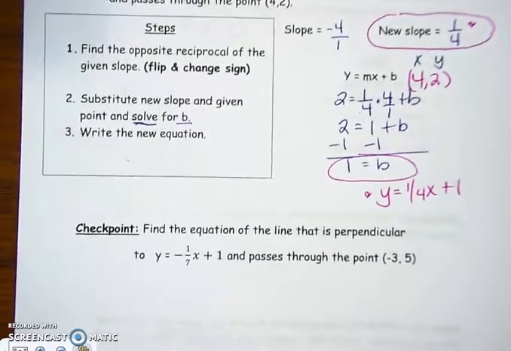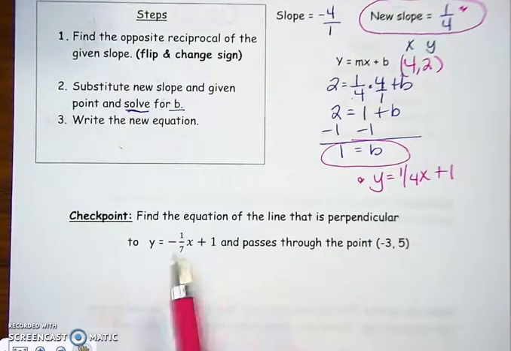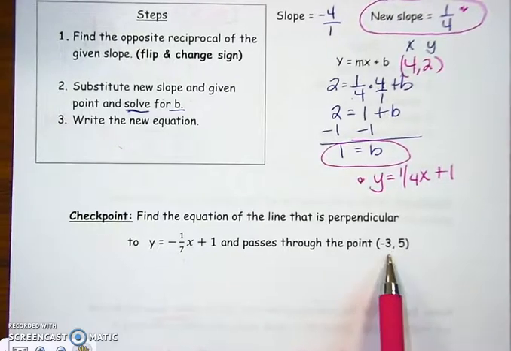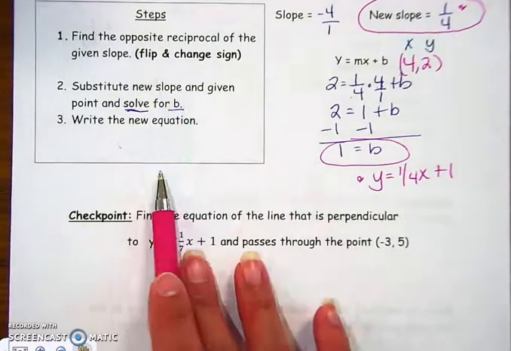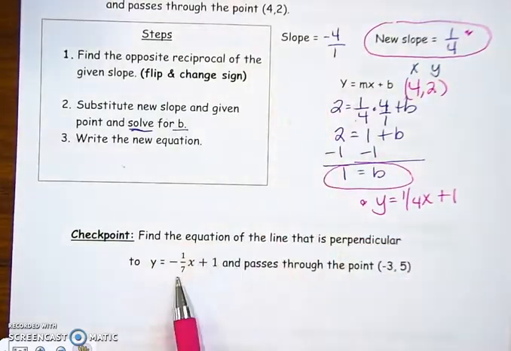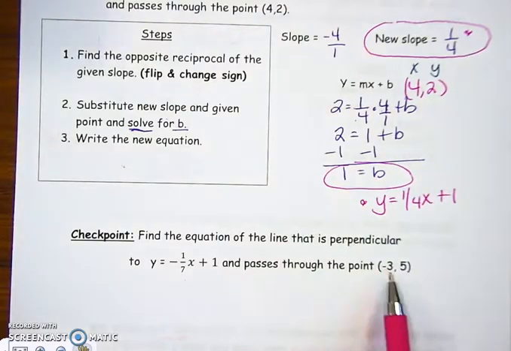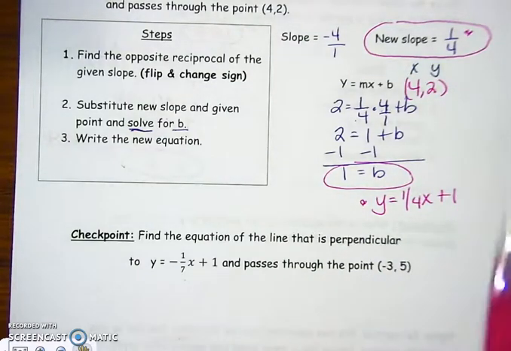If you will, go ahead and look at the checkpoint. I want you to write an equation of a line that's perpendicular to the given equation and runs through the point (-3, 5). Please make sure you follow the steps. Make sure you identify the slope in this equation and then write the new slope. Then use the point and the new slope to solve for b.